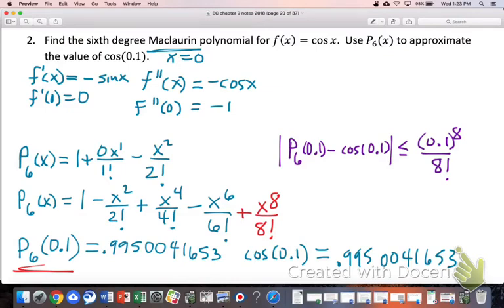So maybe use your calculators. Let's figure out what that 0.1 to the 8th over 8 factorial is. Sure, I might give it to you in scientific notation. It's going to be pretty small. Isn't this cool? You can tell your calculator wrong. And here's by how far you might be off.